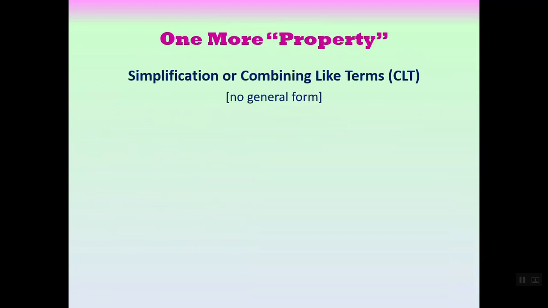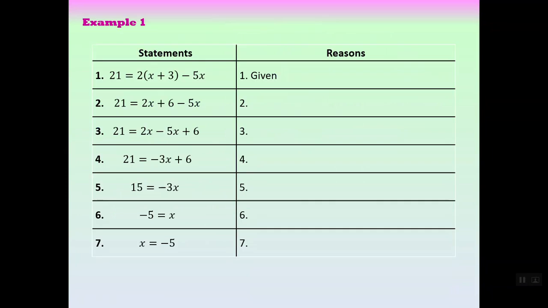So before we continue, I want to tell you about one more property, though it's not really a property, but it's one of the reasons that you might have in your proof. It could be that you've simply combined like terms to go from one step to the next. So there's not really a property for that, so our reason is simply saying simplification or combining like terms. You can use either of those interchangeably, and you can abbreviate by writing CLT. All right, so let's go ahead and try one.